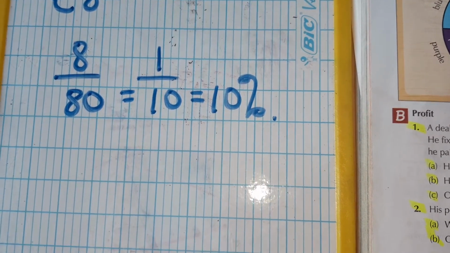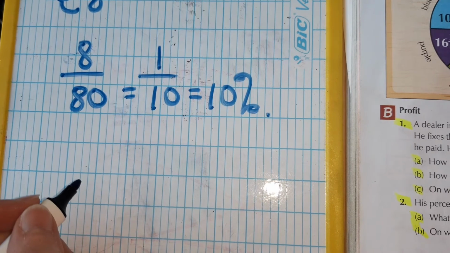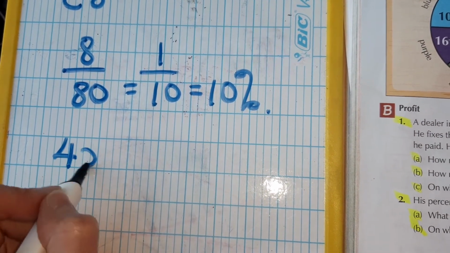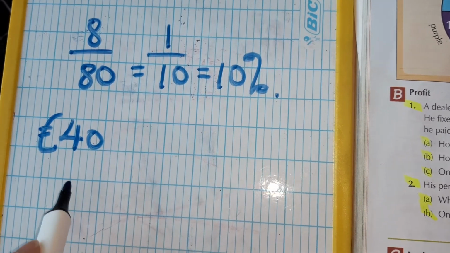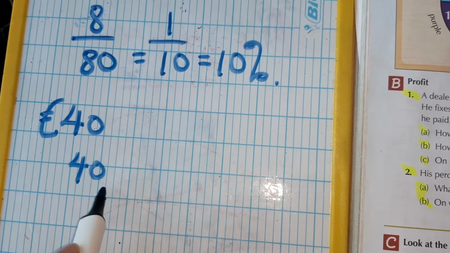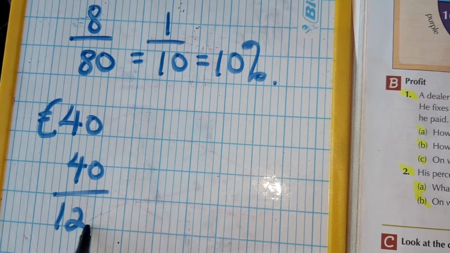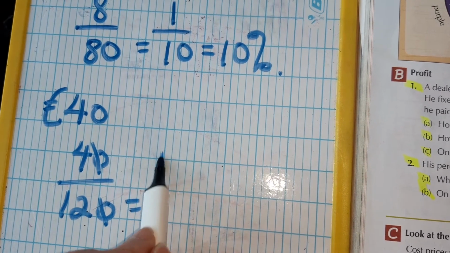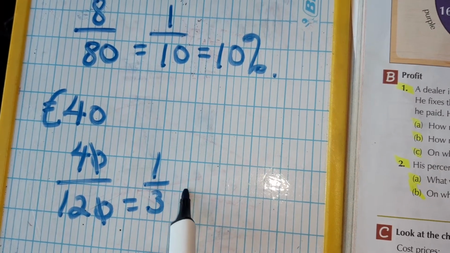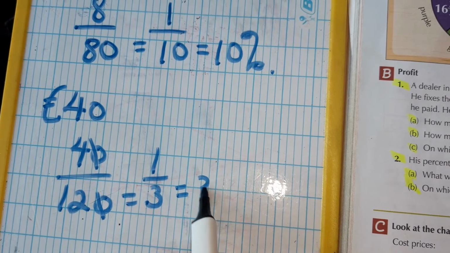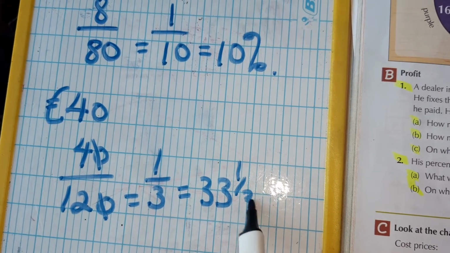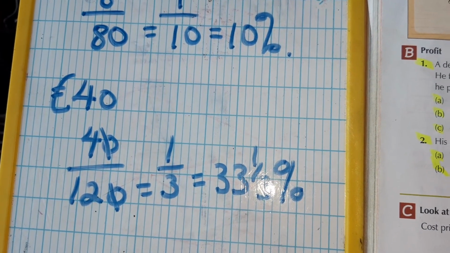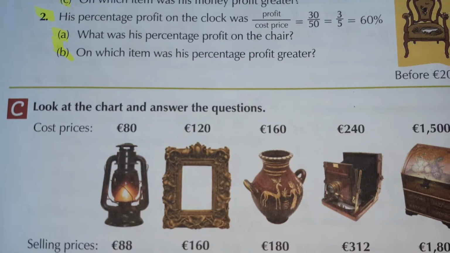So the next one is the mirror. The mirror cost him 120 and he sold it for 160. So his money profit was €40. Okay, so his percentage profit was that profit, which is €40 out of the cost price of it, which is 120. So again, you can knock off the zeros. It's 4 out of 12, which is the same as 1/3. And 1/3 as a percentage is 33 and 1/3%. So the percentage profit on the mirror was 33 and 1/3%.